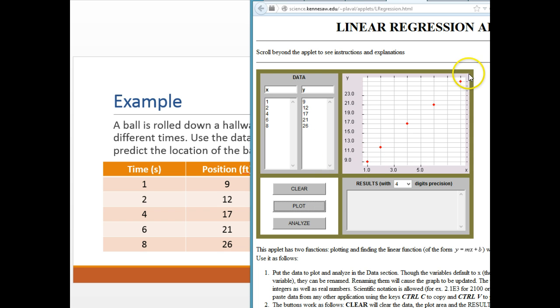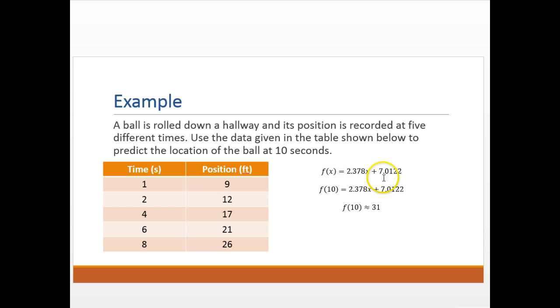Again, when we plot this, this looks close to a straight line, so we're going to assume a linear regression. We plug it in, and again, our correlation coefficient is 0.9986, which tells us it's a very strong relationship. So here's our slope, 2.378. Our y-intercept is 7.0122. So we plug this into our equation.